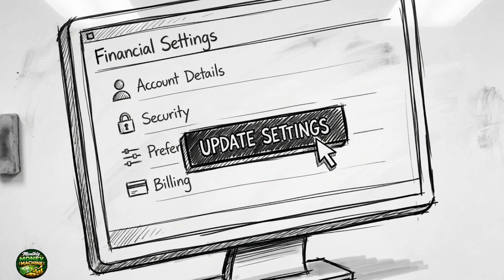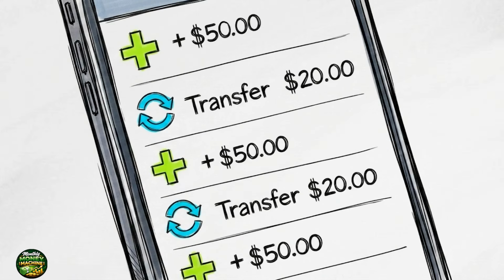Step 3 requires automating your growth. You must enable a dividend reinvestment plan, commonly known as a DRIP. Instead of taking cash, your broker automatically uses dividend payments to purchase fractional shares. Next quarter, those new shares generate dividends, buying even more shares.